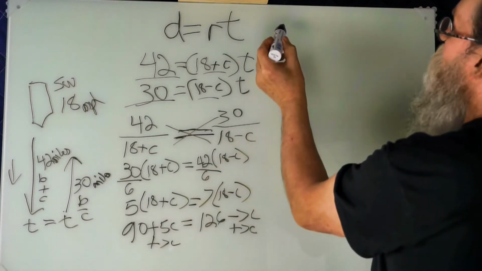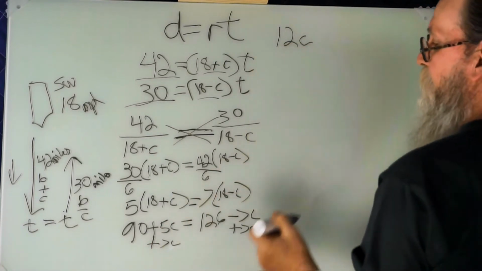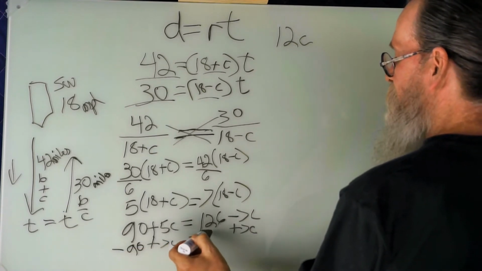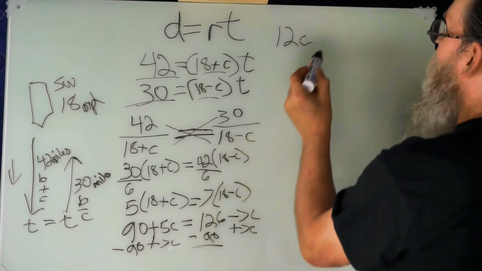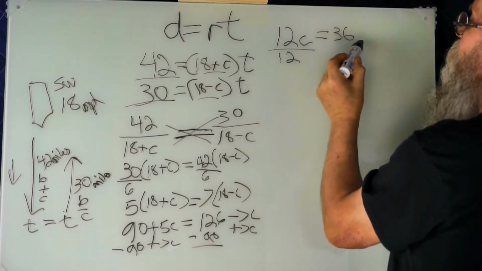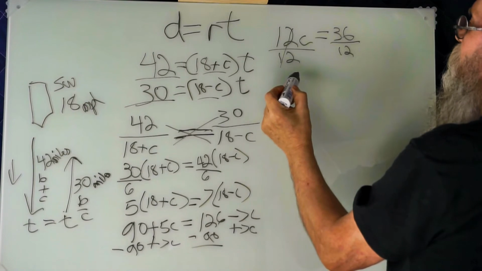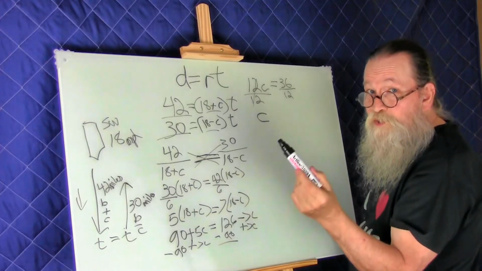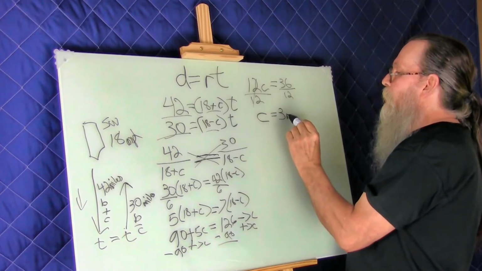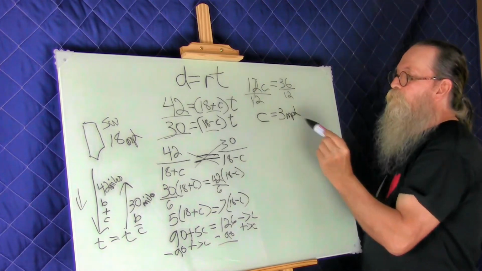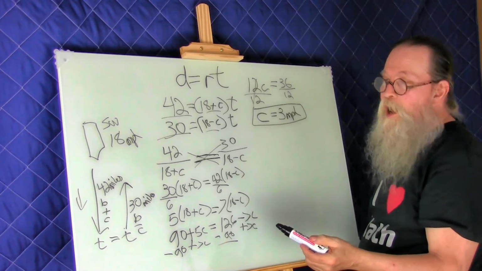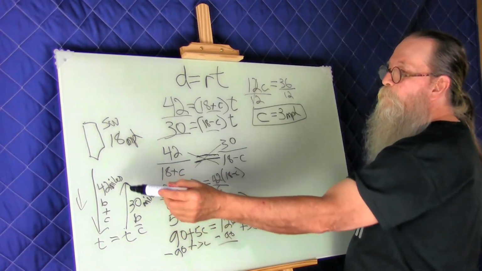So that gives us 12C. And then let's subtract 90 from both sides. That's going to give us 36. Divide by 12. Divide by 12. C, which is the speed of the current, equals 3 miles per hour. Speed of the current, 3 miles per hour. So we found our C component.